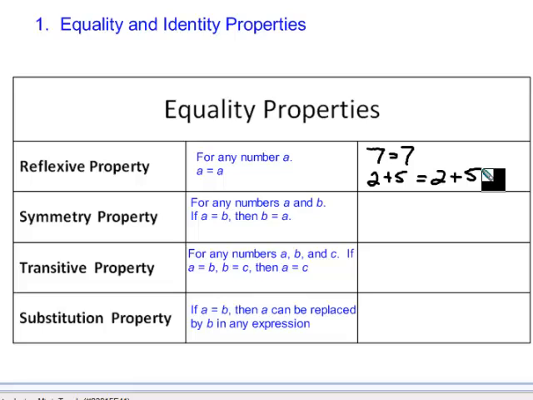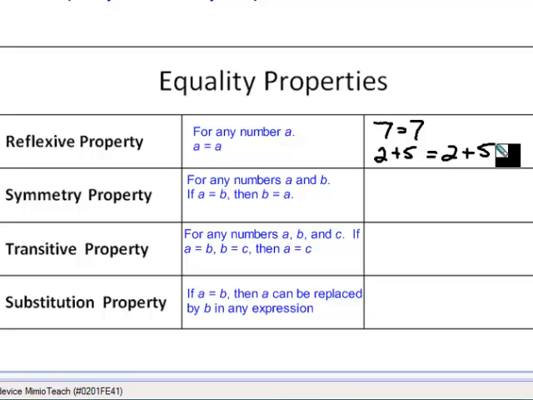The symmetric property: for any numbers A and B, if A equals B, then B equals A. What it says is you can swap either side of the equality symbol. So for example, if 9 equals 3 plus 6, then 3 plus 6 equals 9. Another pretty straightforward one. We kind of knew we could do that. Doesn't matter what part you put on the left side or what part you put on the right side.